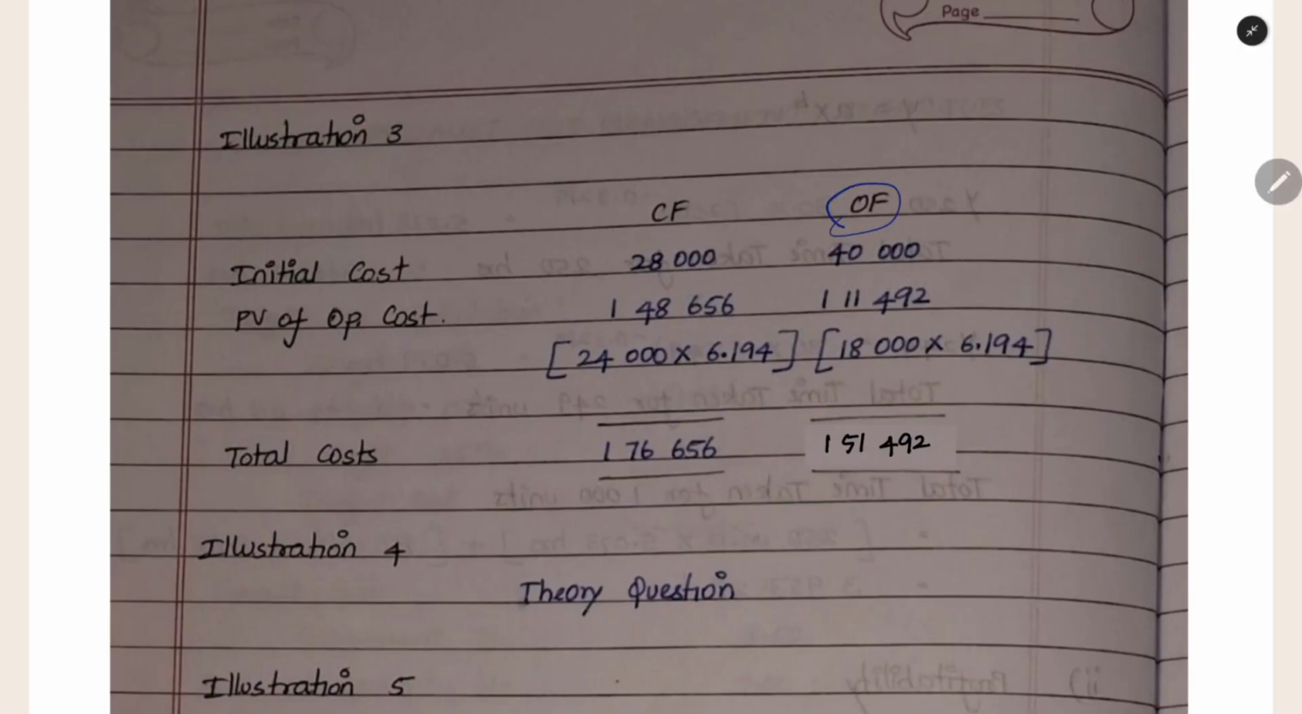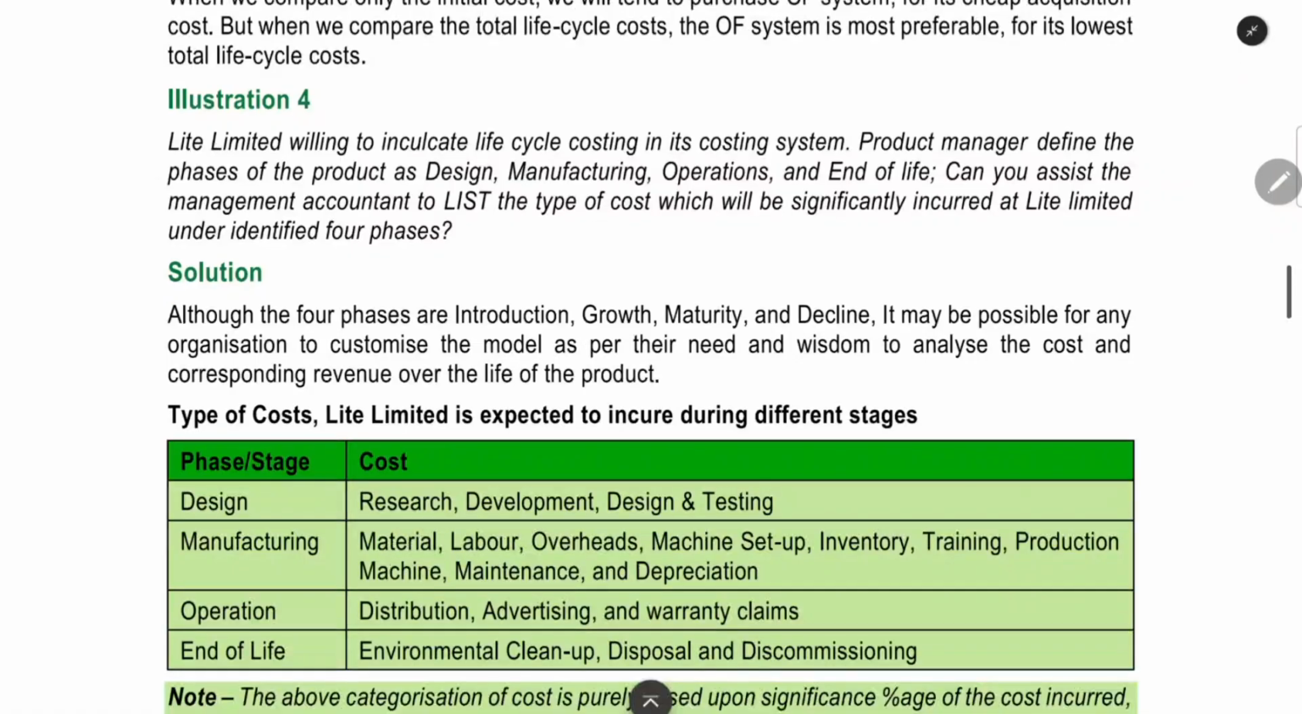We have to choose this. That is the answer for this question. Now we can read the next question, illustration number 4. This is a theory question.